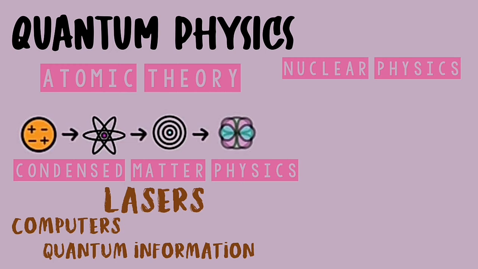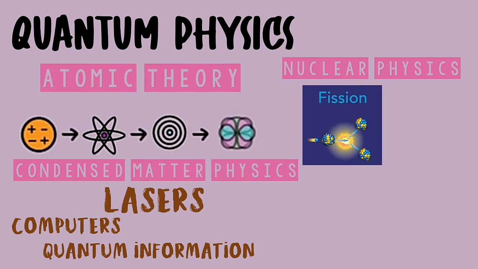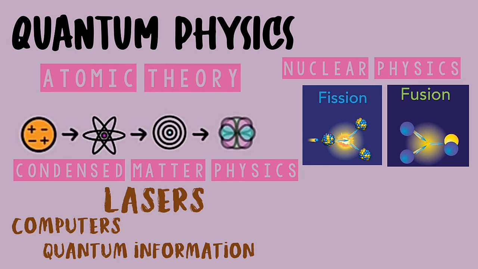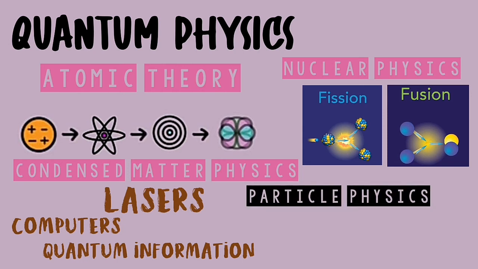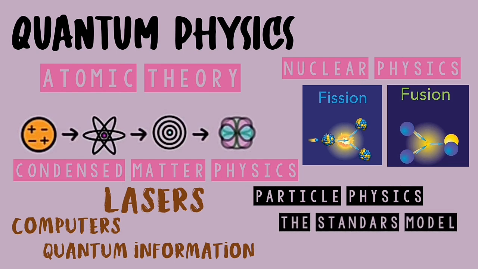Nuclear physics describes how the nucleus of atoms behaves, and explains radiation, nuclear fission, the splitting of the atom used in our nuclear power plants, and nuclear fusion, which takes place in the sun and will hopefully soon be harnessed here on Earth. Particle physics probes even deeper to find the fundamental particles that everything is made of, and they are described in the standard model of particle physics.